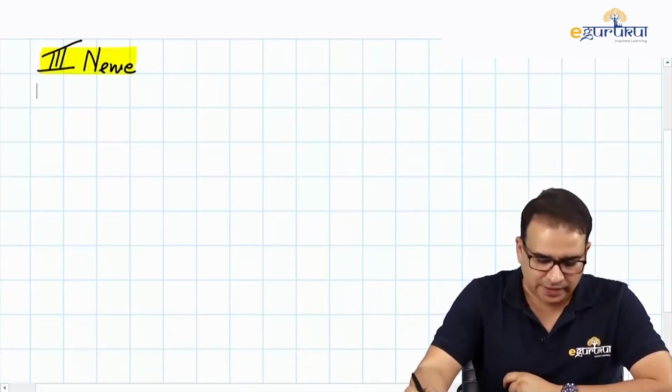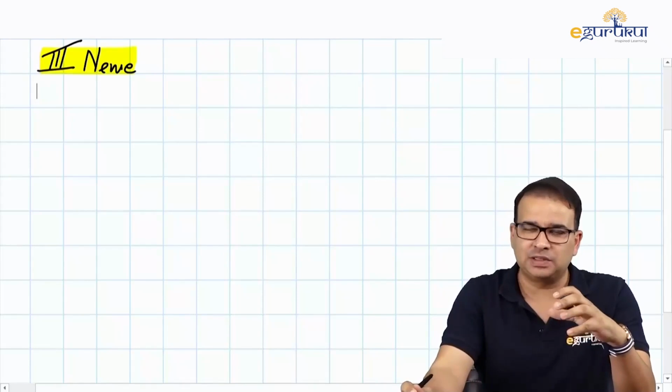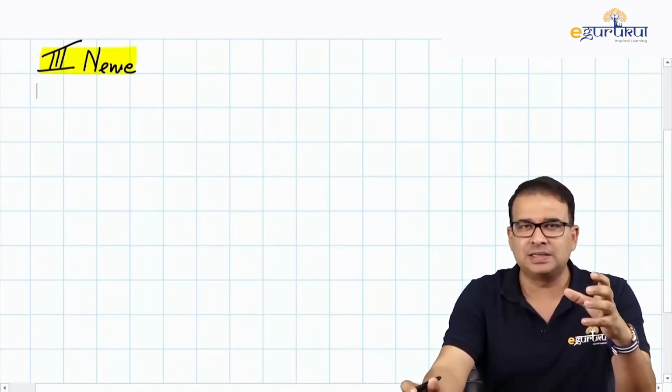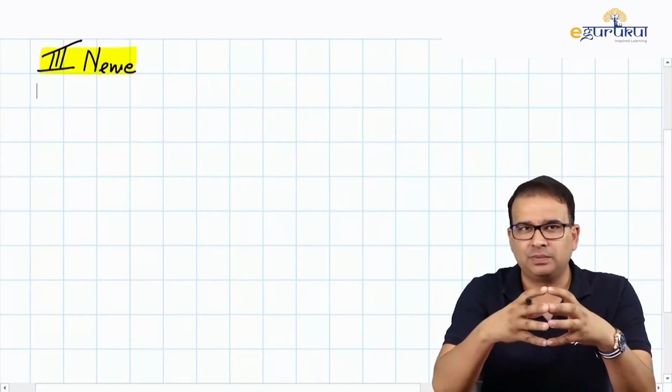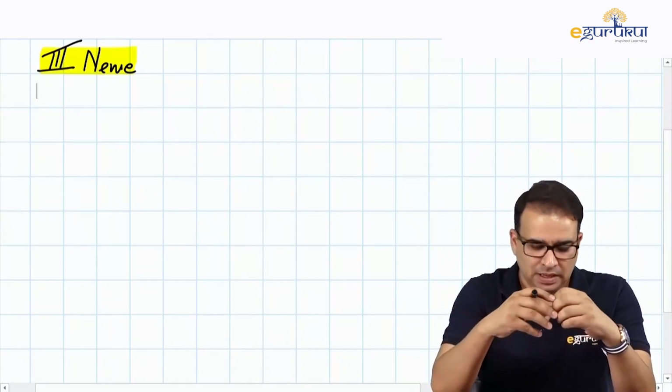So guys, let's start with the third nerve. Third nerve or oculomotor nerve, we already seen the nuclei of the third nerve, the two major nucleus, that is the motor nucleus of oculomotor nerve and Edinger-Westphal. They were both present in the midbrain.